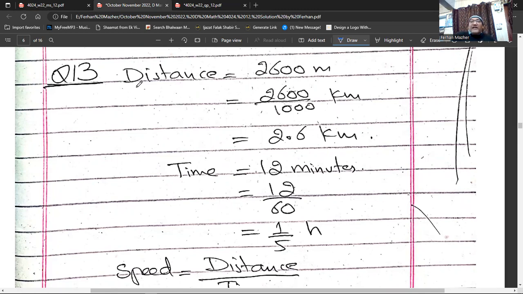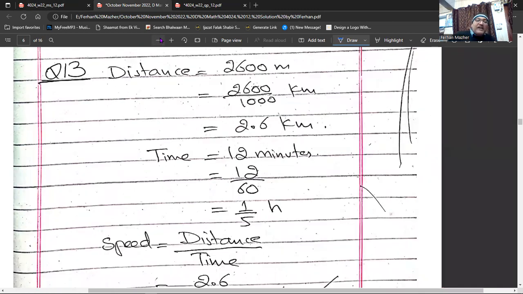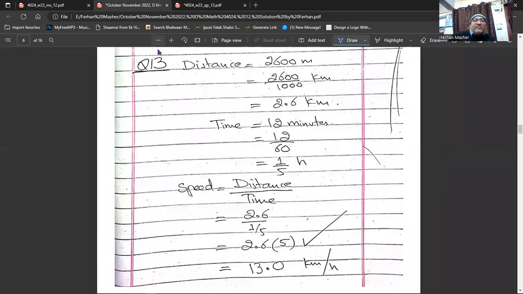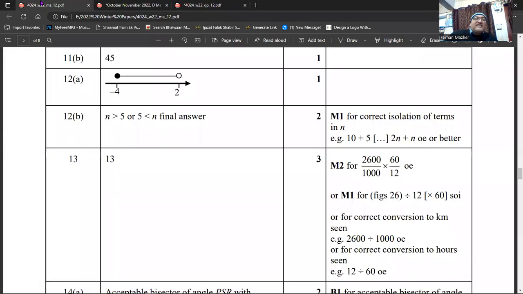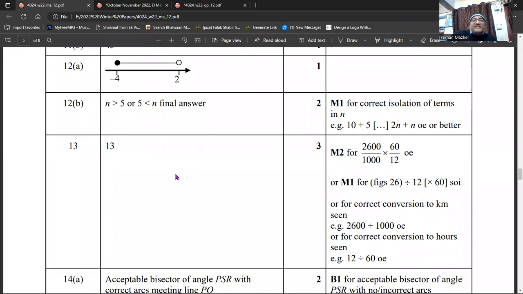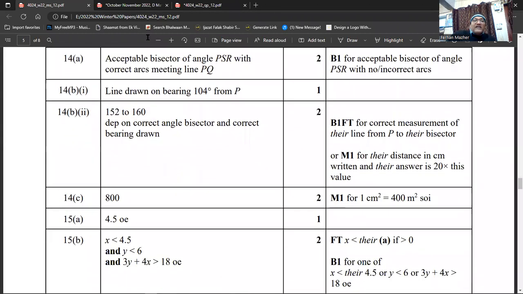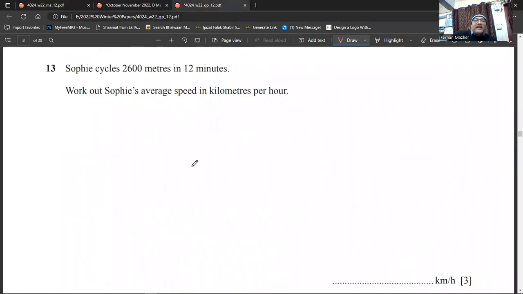The time she took was 12 minutes. So how do you convert the 12 minutes into hours? You divide the 12 by 60. So you get 1/5 hours. So the speed is distance divided by the time. So that will be 2.6 kilometer divided by 1/5 hours. So when that 1/5 will come upstairs, it will become 5/1. So 2.6 multiply 5, that will be 13 kilometer per hour. So my final answer is 13 kilometer per hour. So you can see this answer is right. So we are going to the next question, and this was the solution of question 13, and here we go.